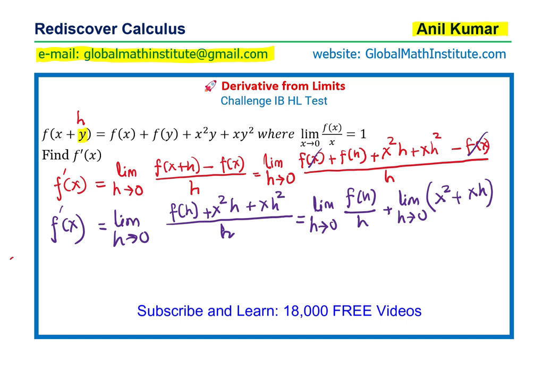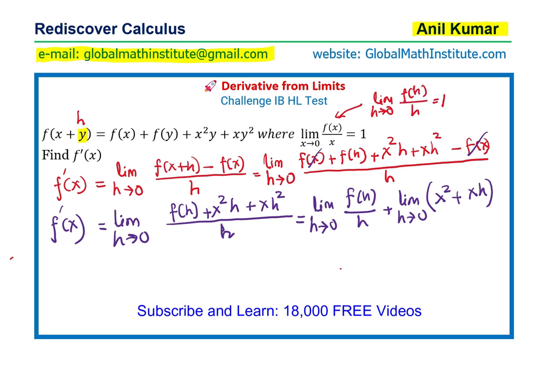Now, what is the limit of f of h over h when h approaches 0? This you could find from here. So there we are given that the limit of f of x over x is 1. So if x is h, then also it is the same thing, right? So I'm replacing x with h. So step-by-step solution for you so that you can really understand what is going on here, replacing x with h, right?